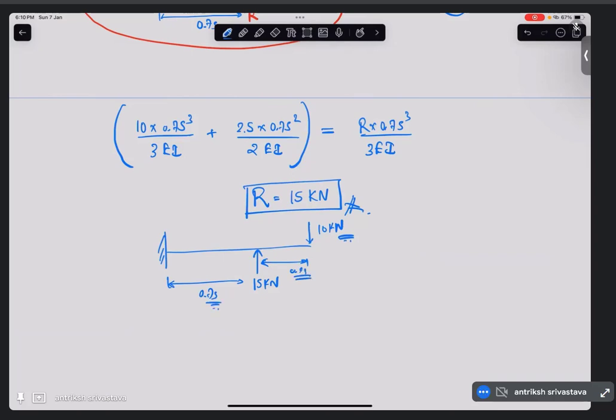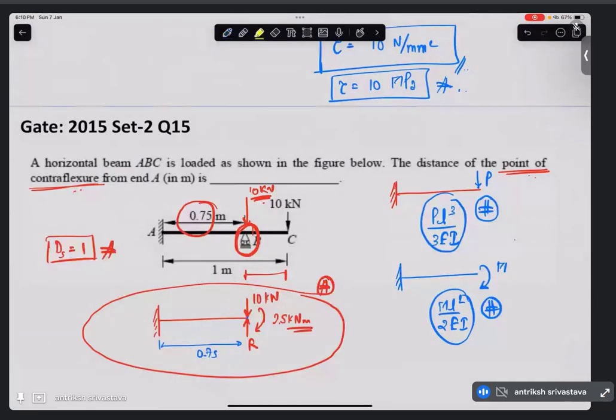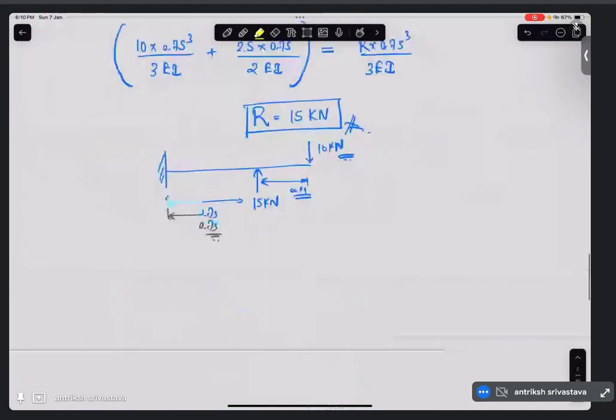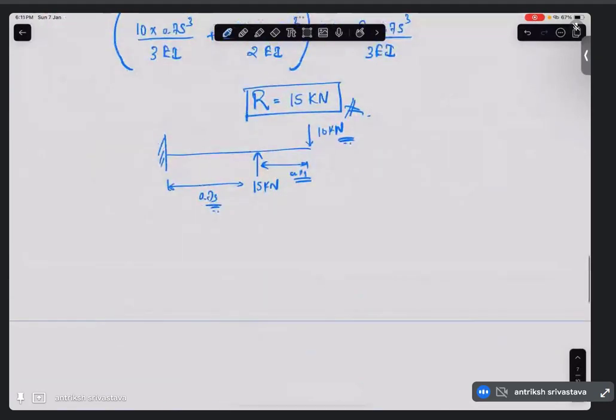All right, now what was the original question? See, we had to do so many things just because these people decided to shift this load beyond the support. If it was here somewhere, it was a very short question. But just because they moved this load a little bit further, this question became much more conceptual and much more interesting.